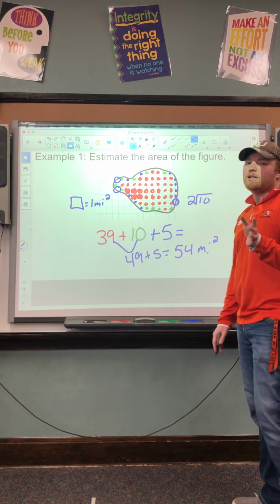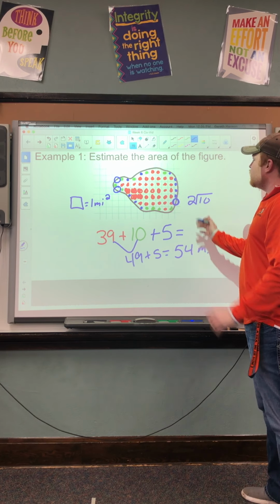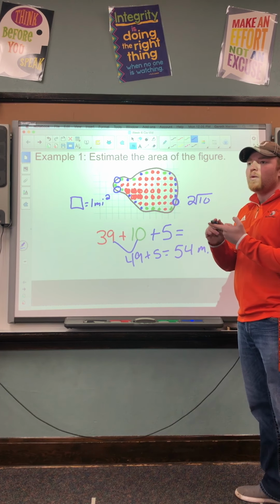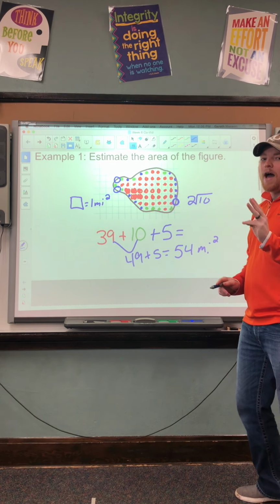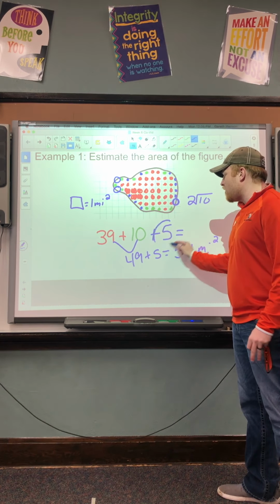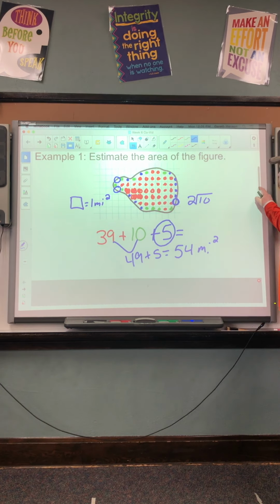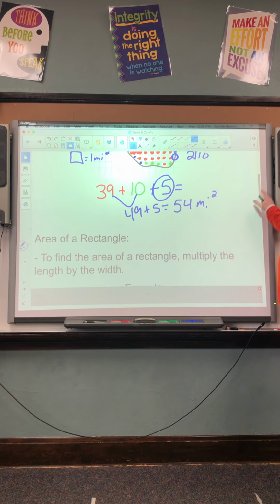It explains it in the textbook in example 1 a little better. You can see it probably a little better. But don't count those sliver ones. Just count the whole ones, almost full, and then the half ones. You just take half of the total amount of the half-filled squares. Okay? So that's example 1.